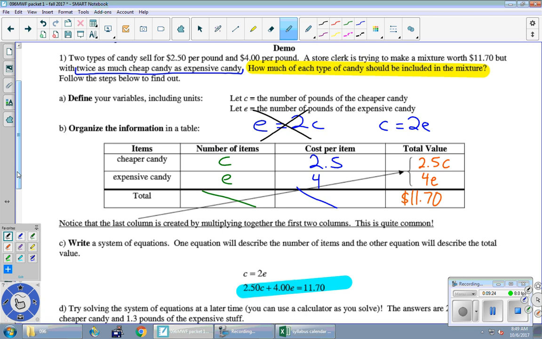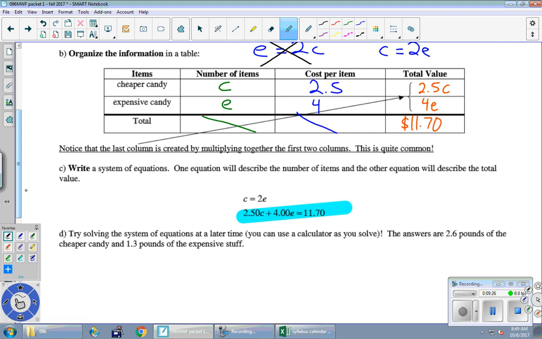All right, so we've got our 2 equations. They're typed up down below the table. And then we have to use the techniques from our previous class, either substitution or elimination. We're not going to do that for this problem right now, but if you want more practice after class, you can solve this one. I've told you the answer. Turned out to be 2.6 pounds of the cheap stuff and 1.3 of the expensive stuff, okay?